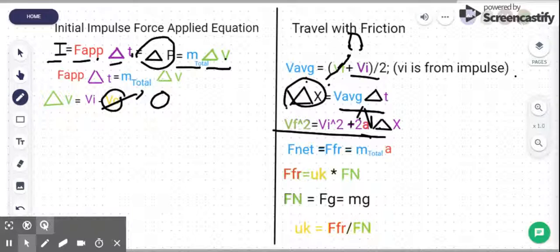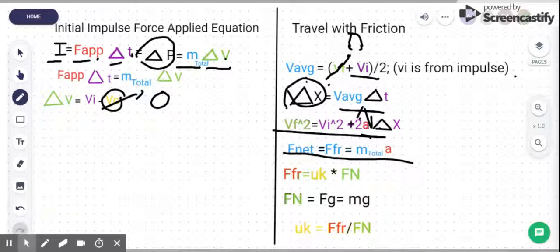Using Newton's second law of motion, the net force is equal to mass times the acceleration that we found from the previous equation. Because friction is the only horizontal force acting on the skater, the net force is equal to the frictional force. Since friction is equal to the coefficient of friction times the normal force, we know that the coefficient of friction is equal to the frictional force divided by the normal force. Since the skater was not moving vertically, we know that the normal force is equal to the gravitational force.